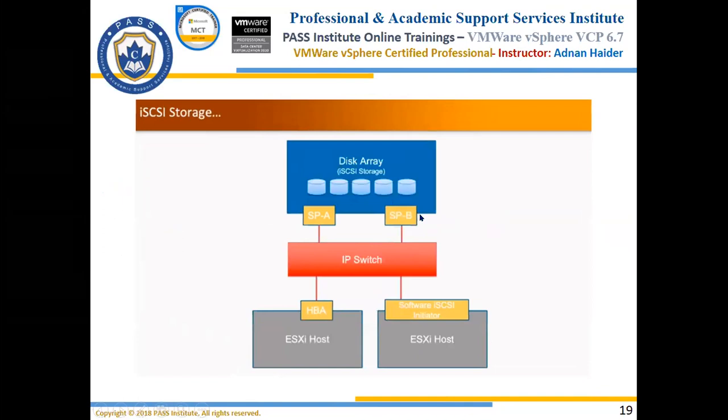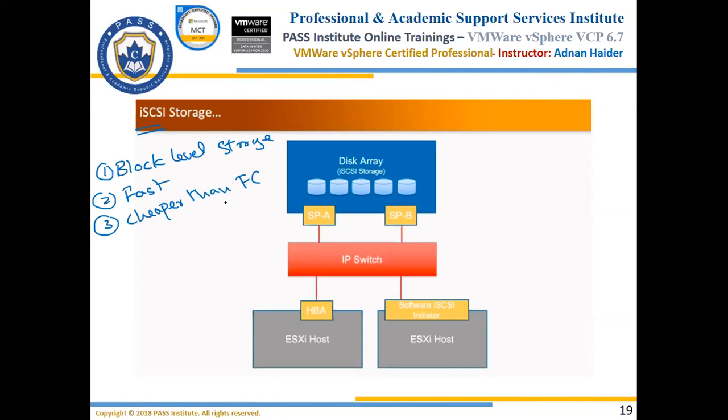Guys, the third type of storage is iSCSI storage. As I said, it is a block level storage. So iSCSI storage, number one, is a block level storage, and with block level storage, always remember that it is fast. Number two, it is a fast storage. Number three, it is cheaper than FC.